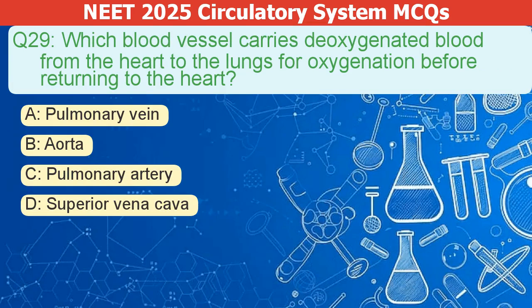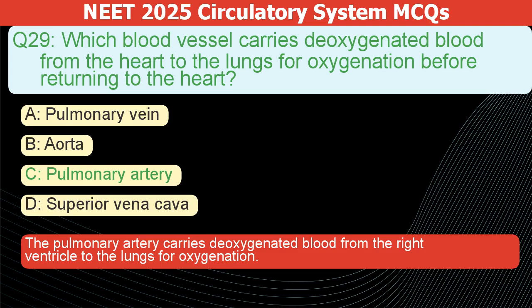Which blood vessel carries deoxygenated blood from the heart to the lungs for oxygenation before returning to the heart? A. Pulmonary vein. B. Aorta. C. Pulmonary artery. D. Superior vena cava. The correct answer is C. The pulmonary artery carries deoxygenated blood from the right ventricle to the lungs for oxygenation.